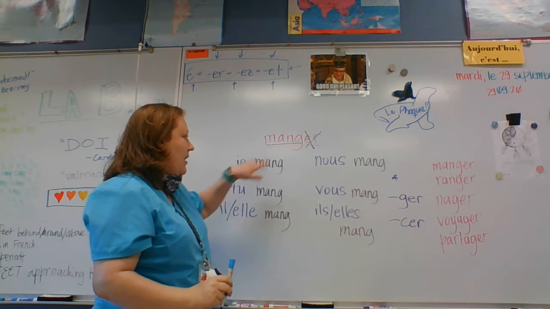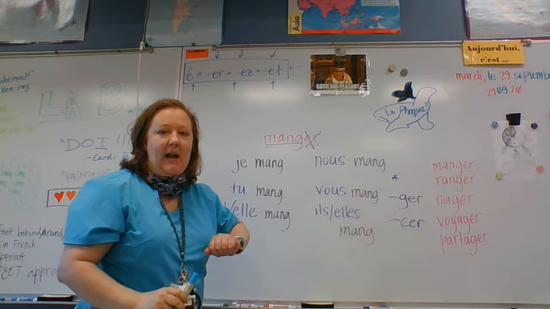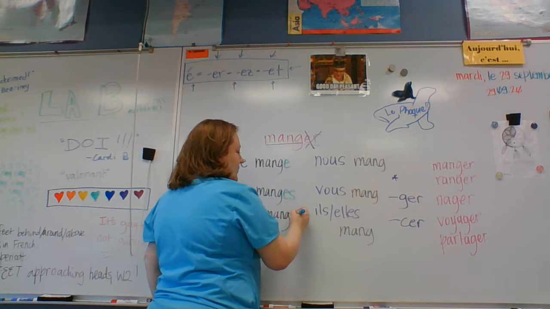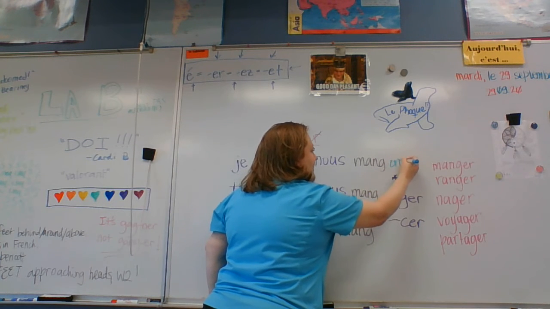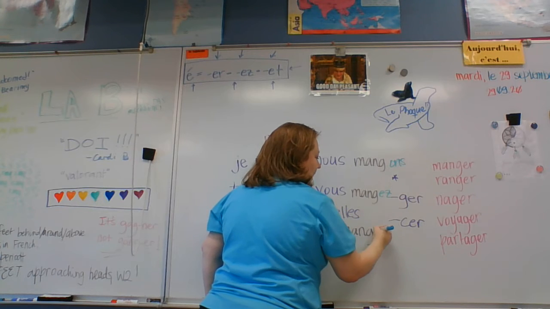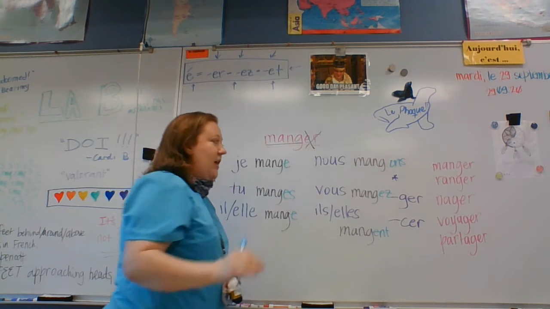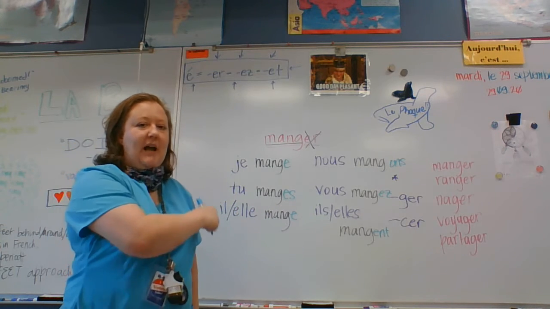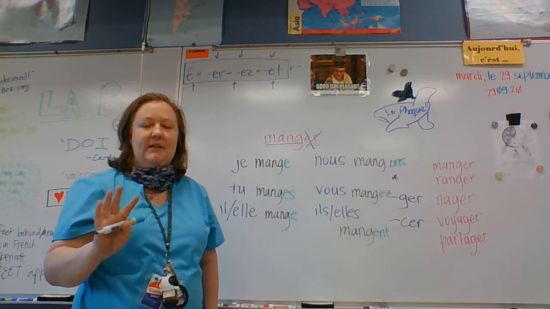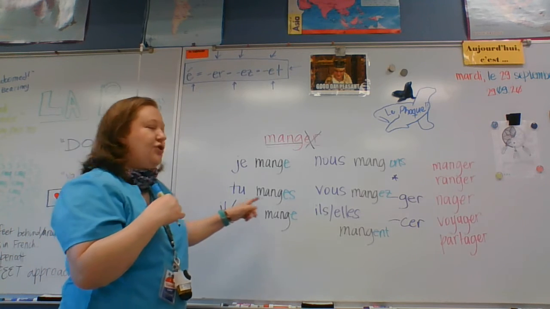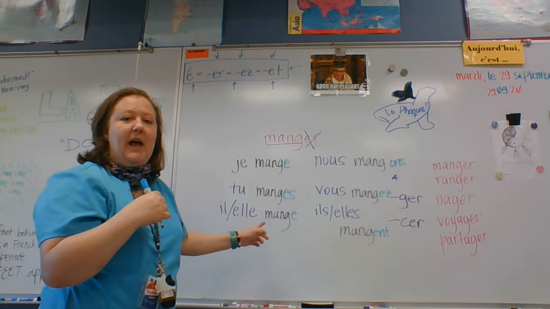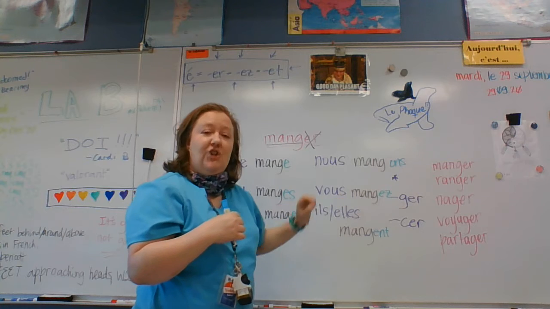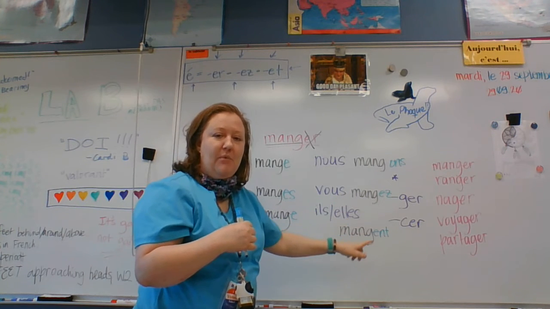Okay, so we've got our stem, and so our step 3 is to add our endings. So our endings are e, s, e, ons, ez, and ent. So if we follow our 3 simple steps, this is what we come up with, and I just want you to listen to how this would sound if I leave it just as it is. Je mange, tu manges, il mange, elle mange, nous mangeons. Vous mangez, il mange, elle mange.